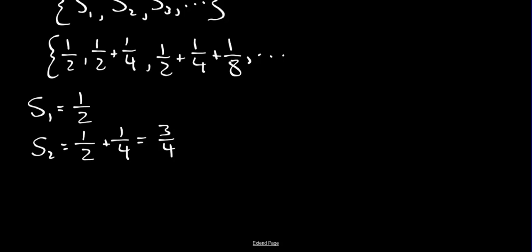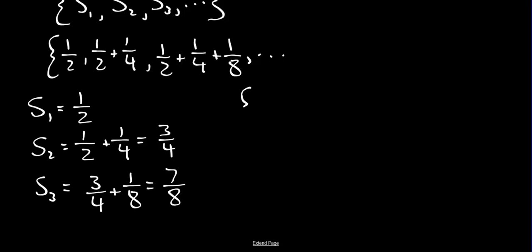Now, let's look at the third partial sum. The third partial sum is going to be 3/4 plus the next term, which is 1/8. Let's see what that's going to be. If we multiply the 3/4 by 2 over 2, we've got 7/8. So we've got the first partial sum, the second partial sum, and the third partial sum. Let me put these over here and see what's going on.